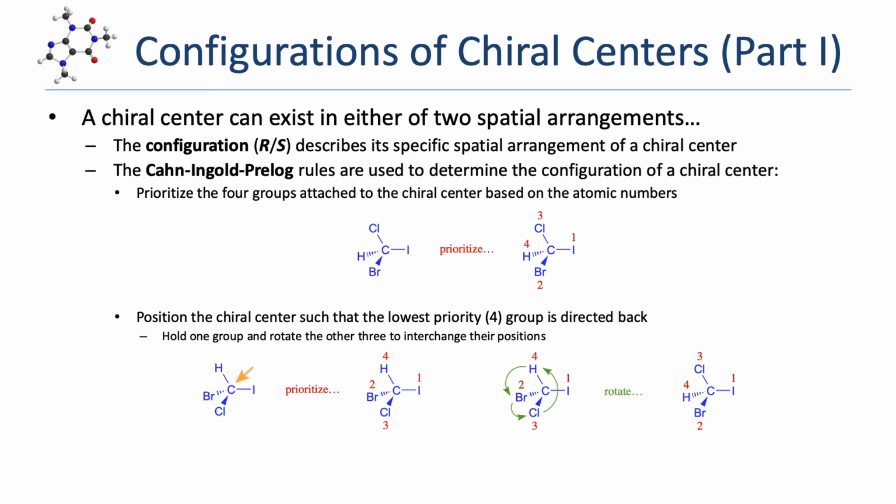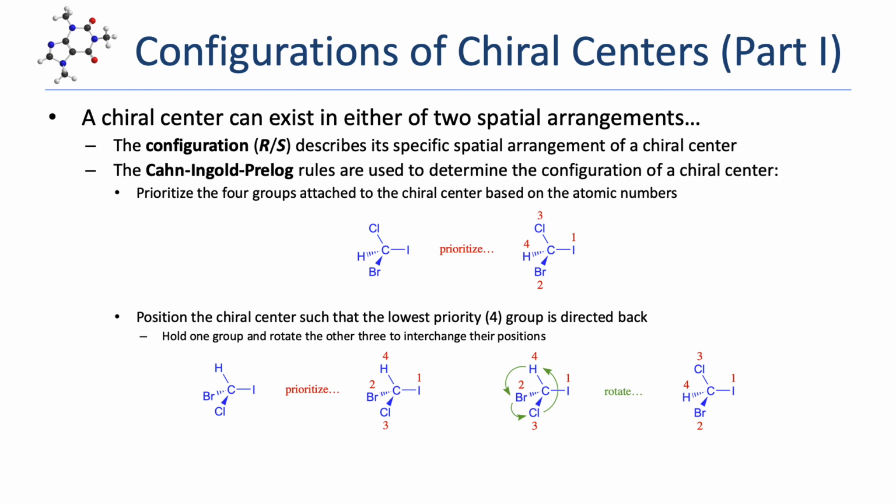But look at this next example, right? If we prioritize the 4 groups here, well, it's the same groups we had up above. So we have the iodine 1, the bromine 2, the chlorine 3, and the hydrogen 4. But what we see is that that 4 group, the hydrogen, is not going back. It's actually on a straight line. Now, when we determine the configuration of a chiral center, we have to make sure we're looking at the molecule with the 4 group directed back. That means that we need to manipulate this drawing such that the 4 group is positioned back, and we need to do it without disturbing the spatial arrangements of those groups.